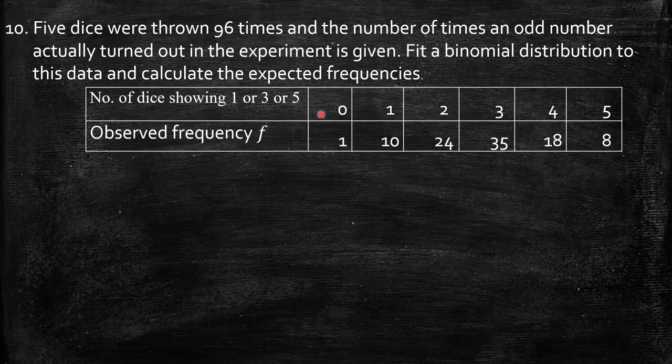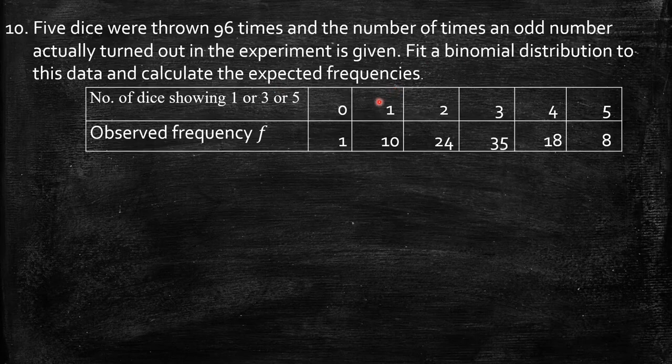So no dice turning out to be an odd number, that is 0, happens only once. One die turning out to be an odd number, that is 10 times. Likewise all 5 dice turning out to be odd numbers, that is 8 times. Out of 96 times the data is provided. Now we have to fit a binomial distribution to this data and calculate the theoretical or expected frequencies.